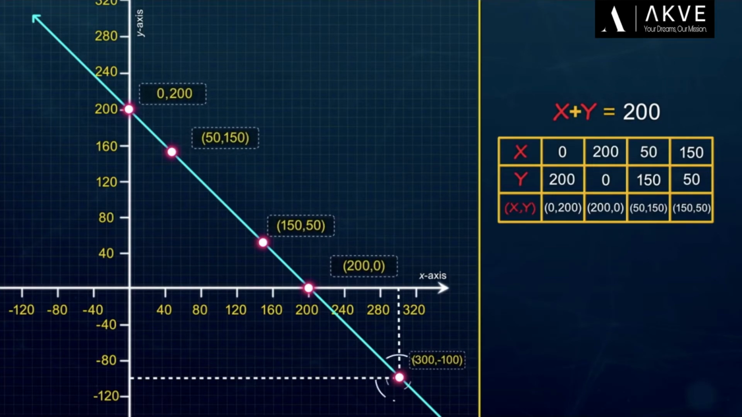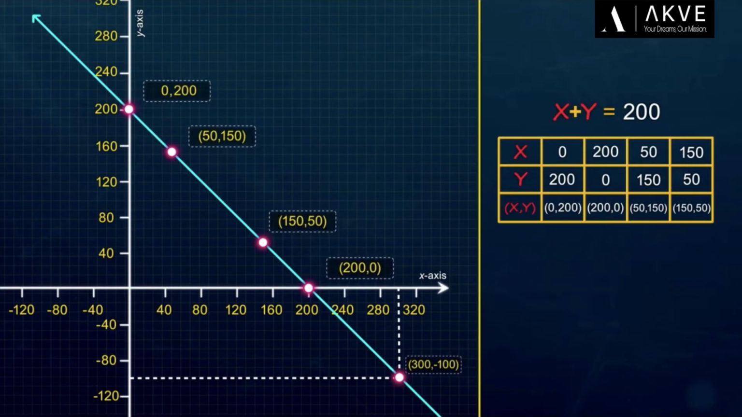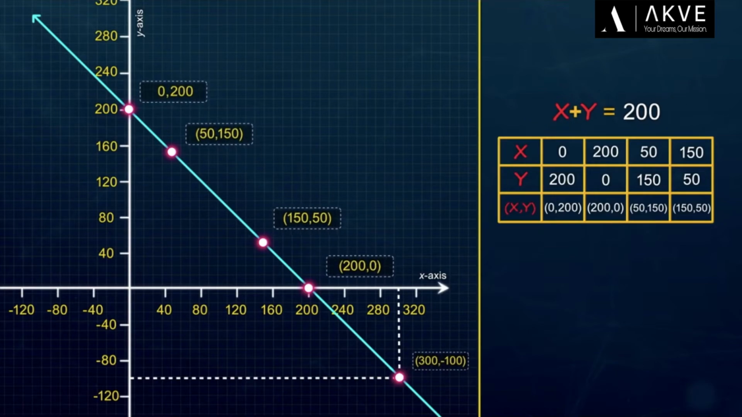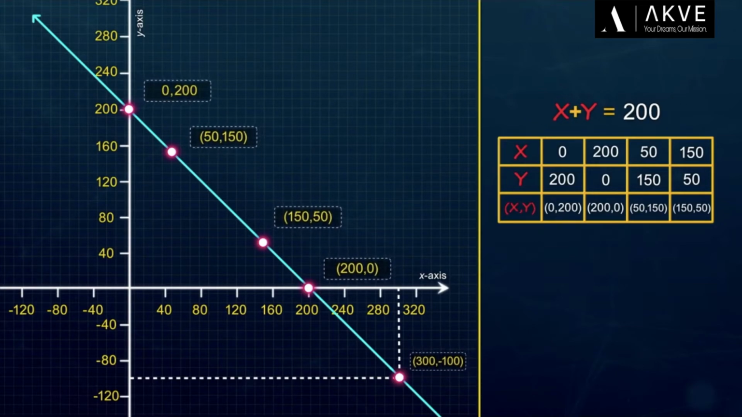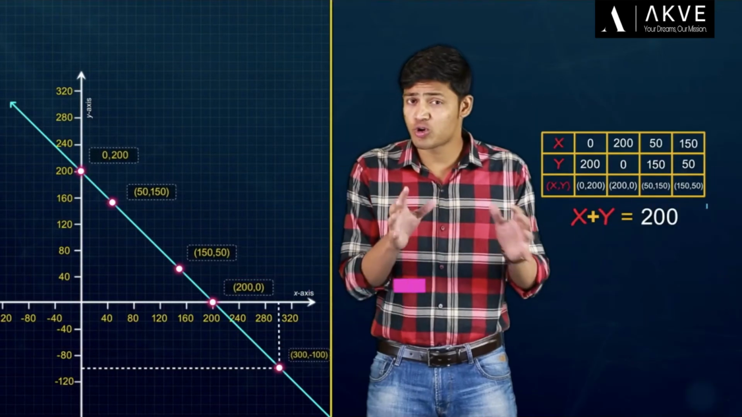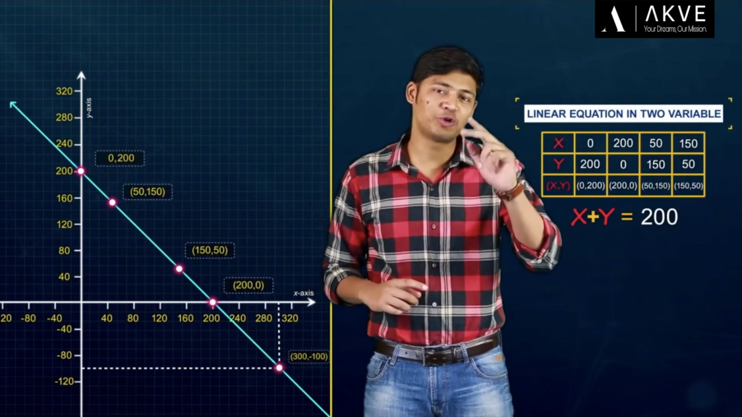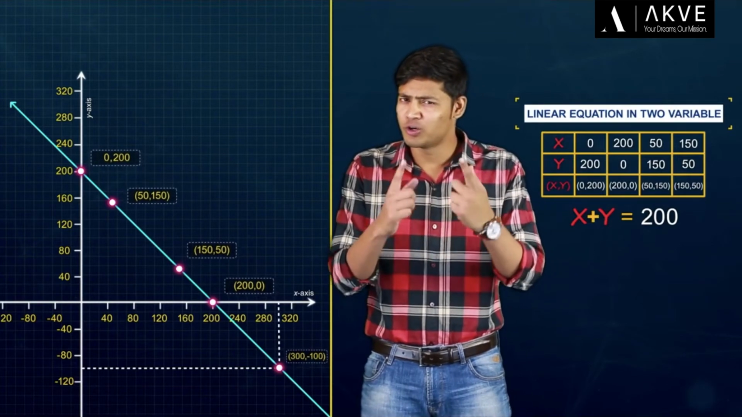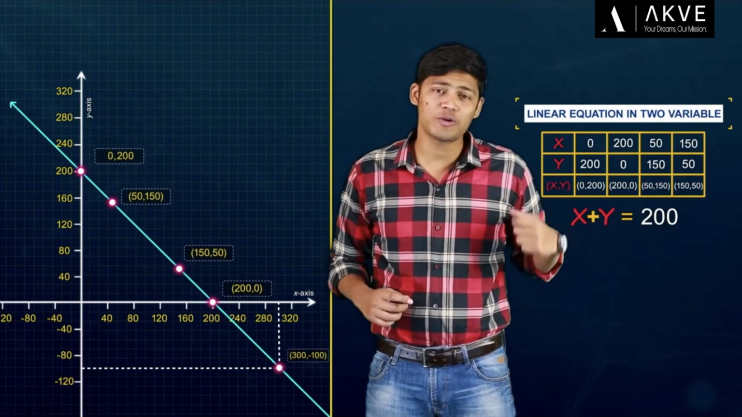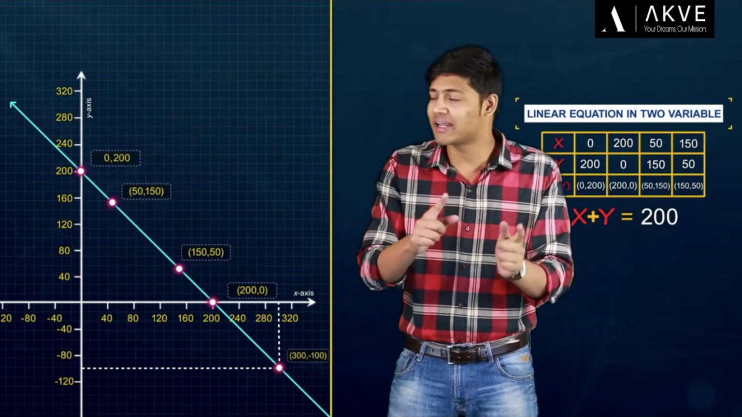And how many points are on this line? They are infinite, right? Now what about the number of solutions to this linear equation x plus y equal to 200? Even they are infinite as well. So now it must be making sense for you. So this line is the graph of the linear equation in 2 variables. Now, do you understand why this equation has been given the name linear equation? It's because the graph of this equation is nothing but a straight line.